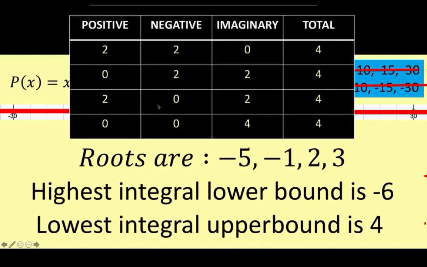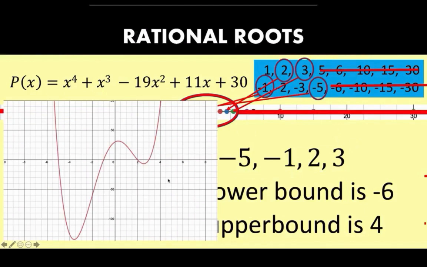And going back to the Descartes rule of sign that we used at the start, we have here two negative real roots, which is consistent with these two. We have two positive real roots, which is consistent with these two, a total of 4 roots and 0 imaginary roots. And finally, if you are going to graph now the polynomial function, these 4 roots that we identified are the following: negative 5, negative 1, positive 2, positive 3.